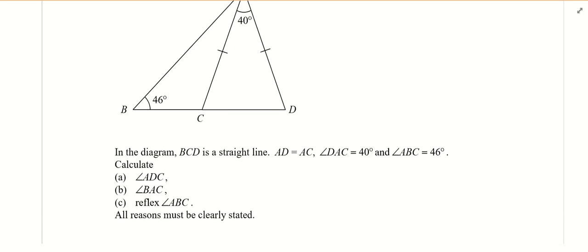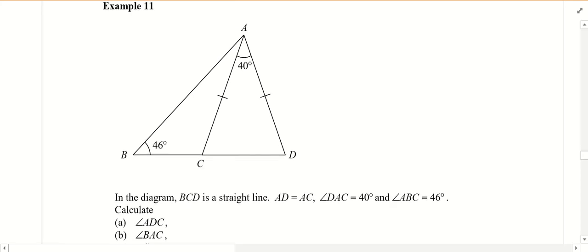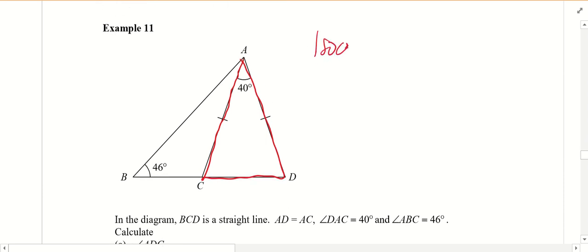In this diagram, BCD is a straight line. They tell you clearly that this is one straight line. And we have AD equals AC. They indeed mark it out with these two lines over here. Now, when I see this triangle ACD, what kind of triangle is this? If you recall, it's called an isosceles triangle, because two of the sides here are the same, as marked out by these two lines.